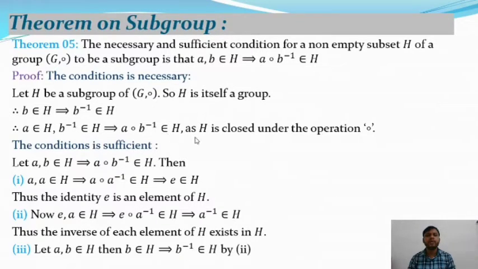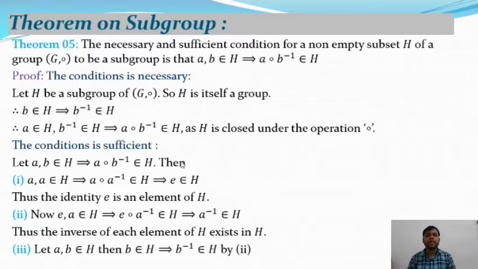So this is the proof of the necessary condition of the following theorem, and after that we will prove the sufficient condition of the above theorem. So let A, B belong to H. This implies A composition B inverse belongs to H. Applying this condition, we will show that the subset H of a group G composition is a subgroup of G composition.